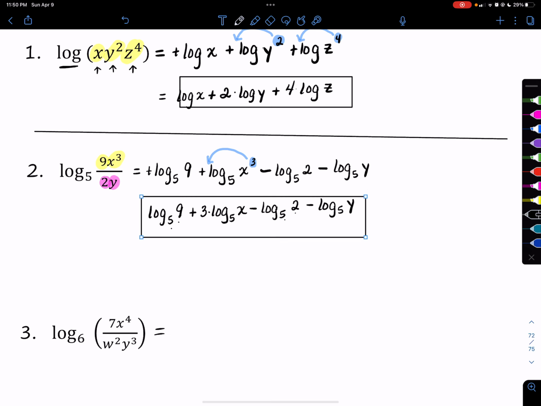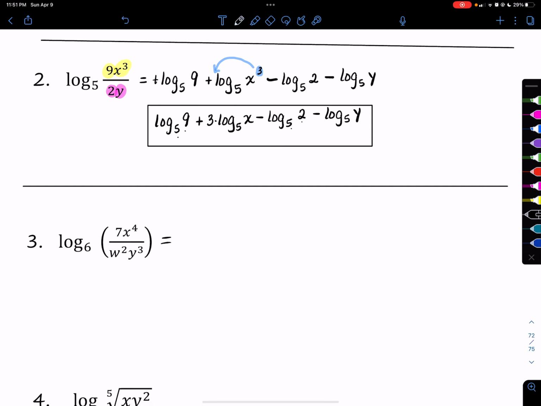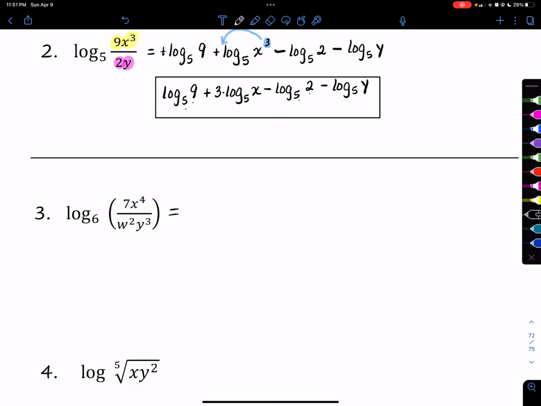So that is our expanding log base 5, 9x to the third divided by 2y. Okay, all right, so let's go on to question number 3 and see what we are looking at here. Again, is there any power property, quotient property, product property, and do we have any radicals to rationals.